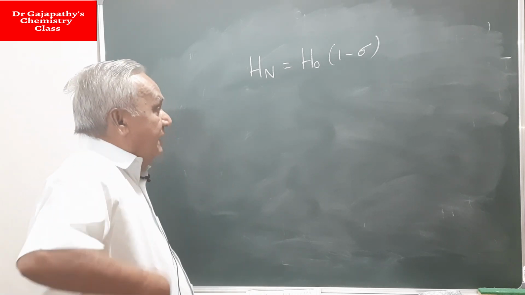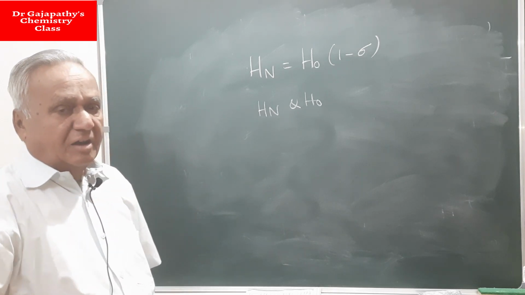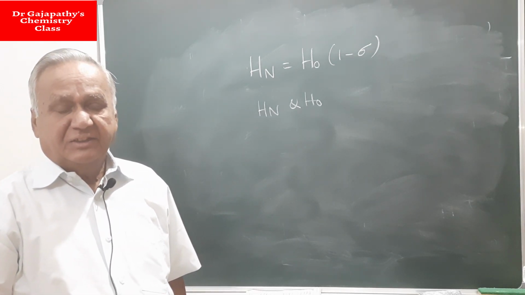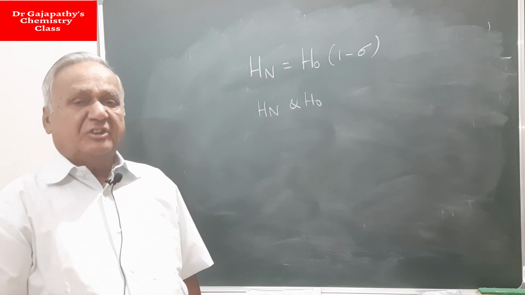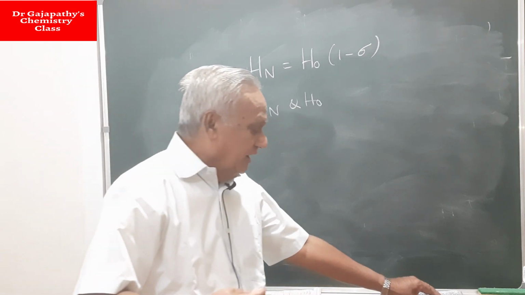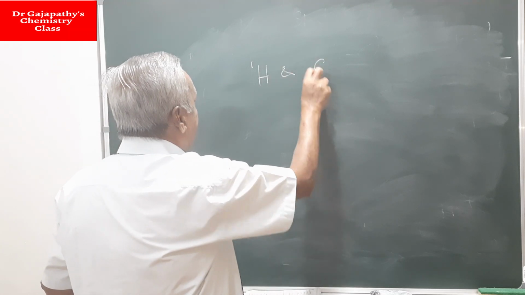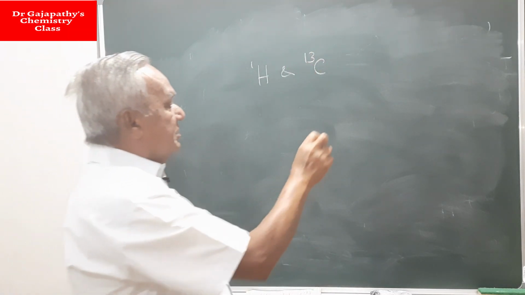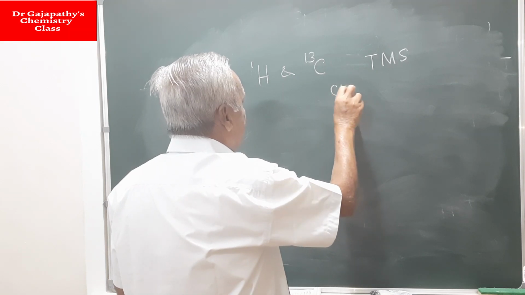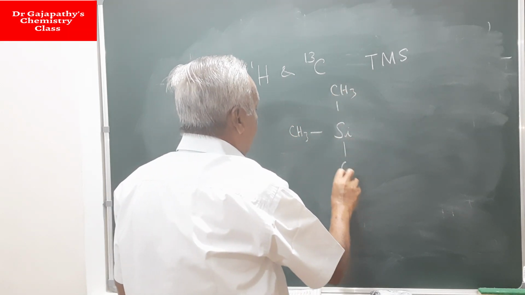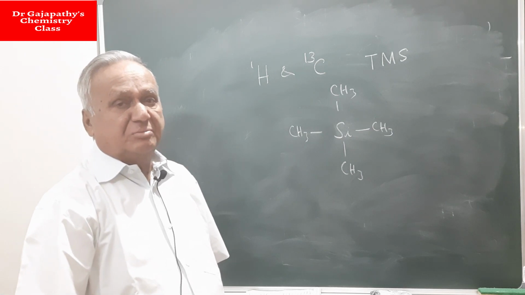Now, this Hn and H0 are very difficult to measure accurately. Therefore, we add a reference material whenever we record an NMR spectrum. What are the reference materials which we use? If it is a proton NMR or C13 NMR, we use tetramethylsilane. This is the structure for that. So this is the reference material.